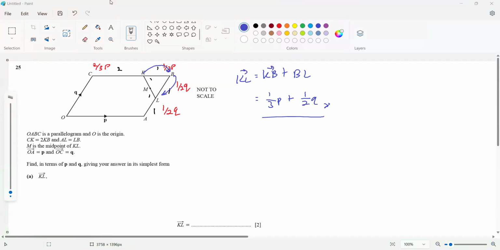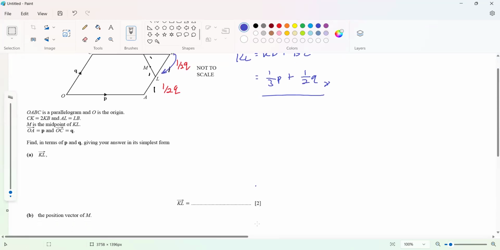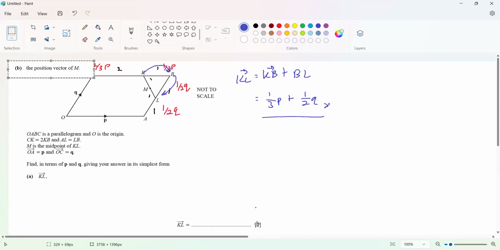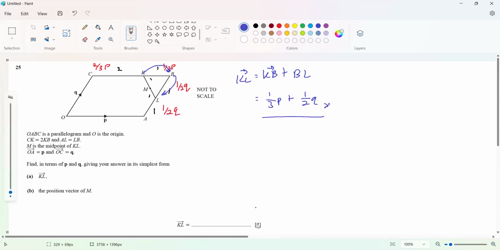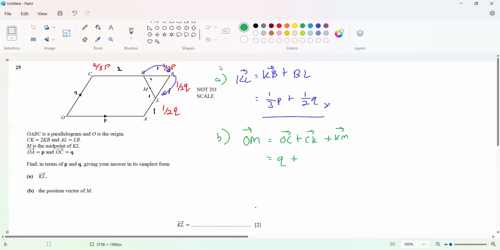So for question B, they are asking for the position vector of M. Whenever they ask about position vector, they are merely asking about what is OM in general. So OM in this case would simply be, checking our track from O to M, we are going from O to C, C to K, and then finally K to M. So OC, CK is fine. OC is Q. CK is, yes, sorry, I made a mistake on the first question.